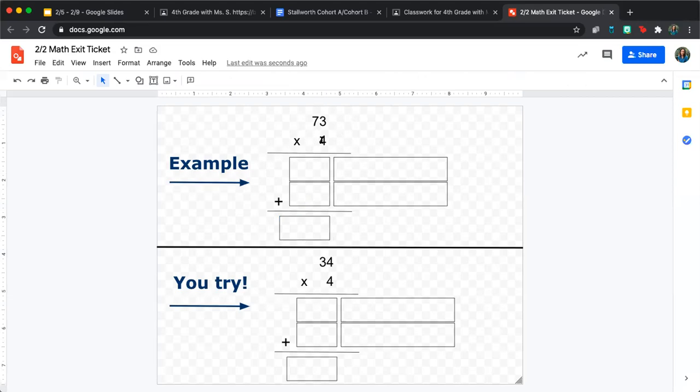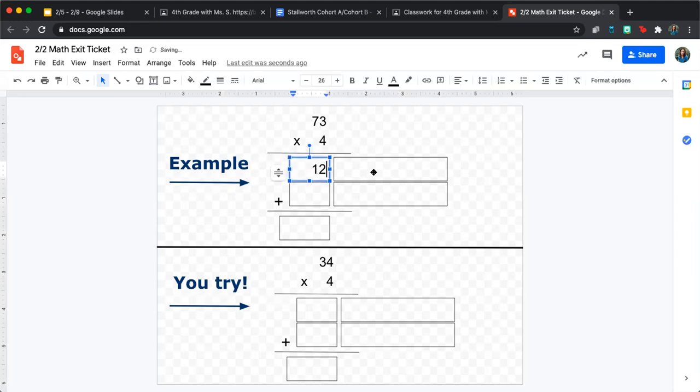So I'm going to work through this problem on your assignment. It's already filled in. I'm going to start by multiplying 4 times 3 because I'm going to multiply my ones times my 4. So 4 times 3 is 12. And then off to the side, I'm going to write 4 times 3 ones. Just use an X for the times.